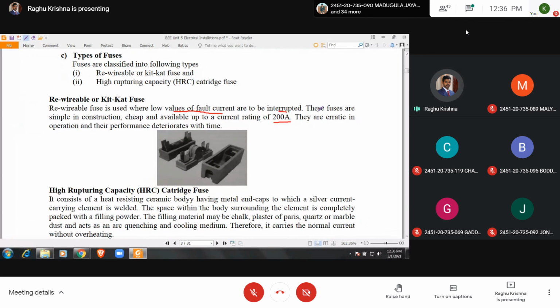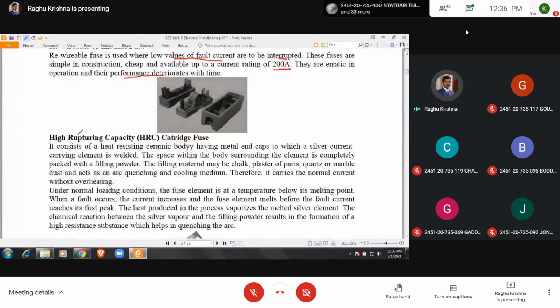Here their performance deteriorates with time. As they are not sealed, due to atmospheric conditions, their performance deteriorates.